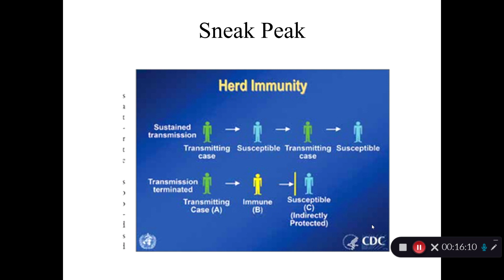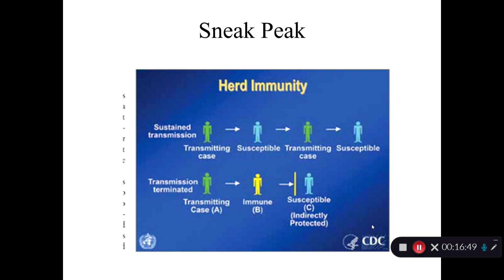So people might be curious, why can this virus spread more quickly than something like a flu virus, or something which we have vaccines for, or even some other virus that isn't novel. This gets back to immune systems. So you see in this graphic, for herd immunity, you have on the top sustained transmission of the virus, and then at the bottom you have terminated transmission. So what you can see at the top, okay, you've got this little green guy and he's sick. So that's the transmitting case, right?